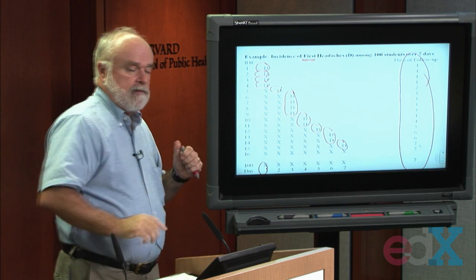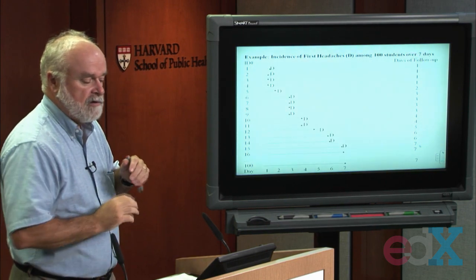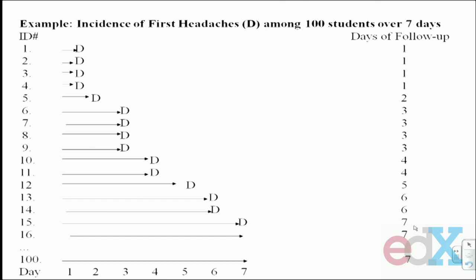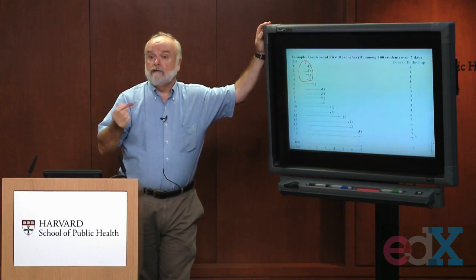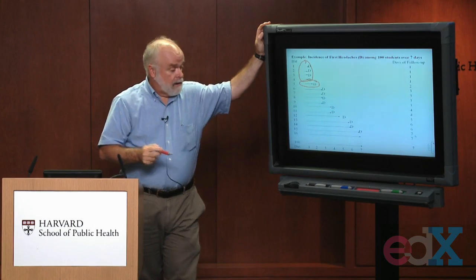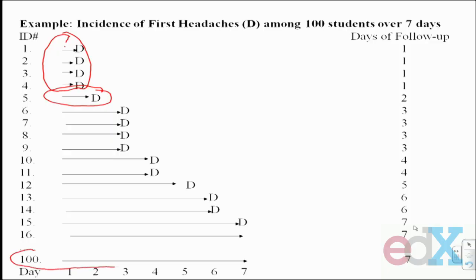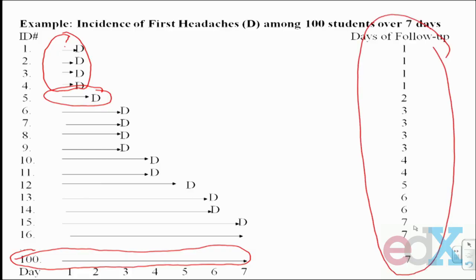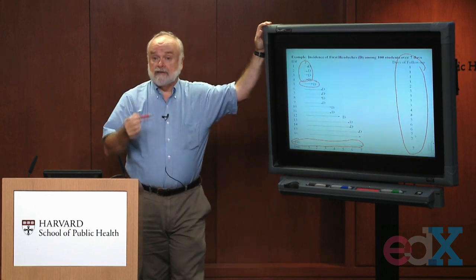Now, you could display this same data in terms of timelines, and that's what this next figure is supposed to describe. Each of these arrows is a person. The length of the arrows is the number of days they were followed until either they developed a headache or, in this case, the study ended. So the first 4 people's arrows only go for 1 day, and they end with the development of the disease. The D means you developed a headache. The next person's line went for 2 days, and then it ended with him developing a headache. And everybody down below, like the 100th person in the study, was followed for 7 days. At the end of the follow-up, there's nothing there. That means the study ended. So what we have in this last column, again, is the same follow-up time, either until they developed a headache or until the study ended.